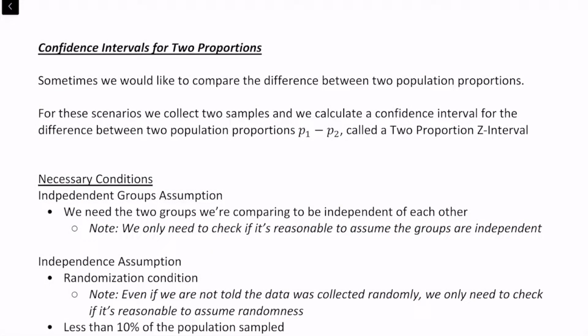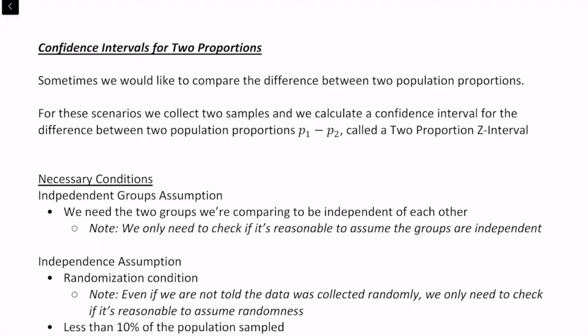We're going to check out the concept of confidence intervals for two proportions. In a previous lecture, we went over the confidence interval for a one sample proportion. In this case, we're going to go over two samples. Sometimes we want to be able to compare the difference between two population proportions. So we're comparing the proportions of two different groups.